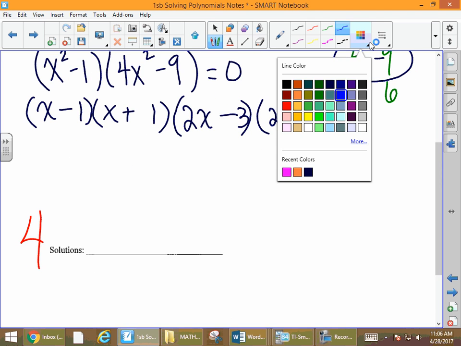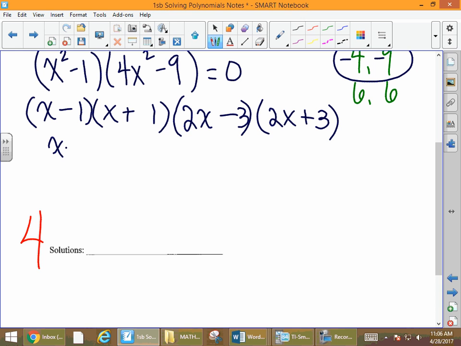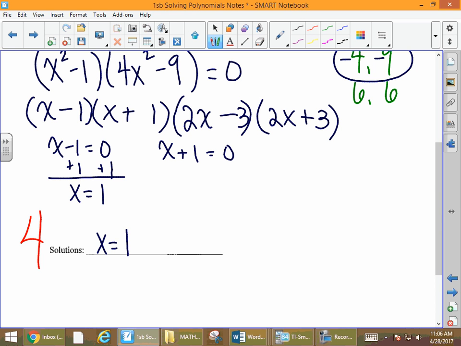But as we finish here, some of you are going to be able to tell me that x equals 1 and x equals -1. Otherwise, we're going to do x minus 1 equals 0, and we're going to add 1 to both sides. So we get x equals 1. Do the same thing with x plus 1. X plus 1 equals 0. Subtract 1 from both sides. We get x equals -1.